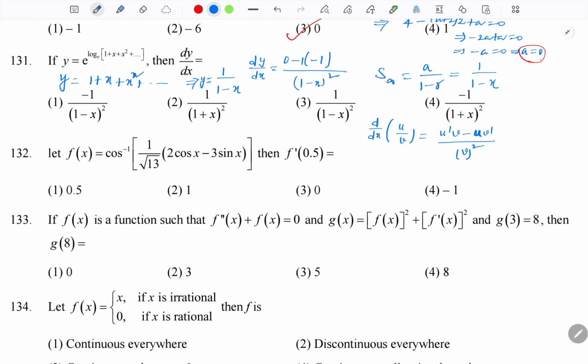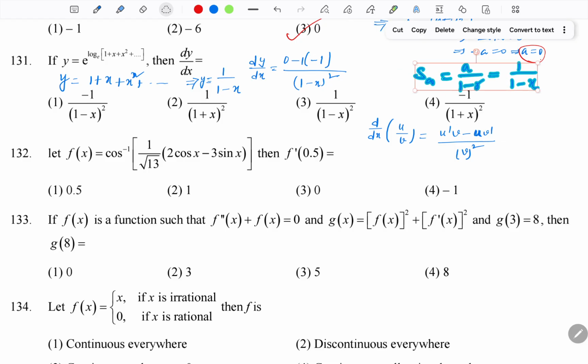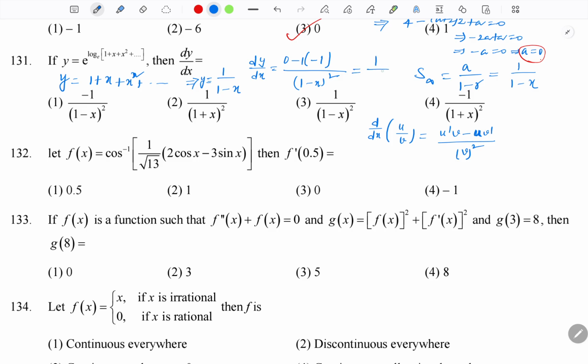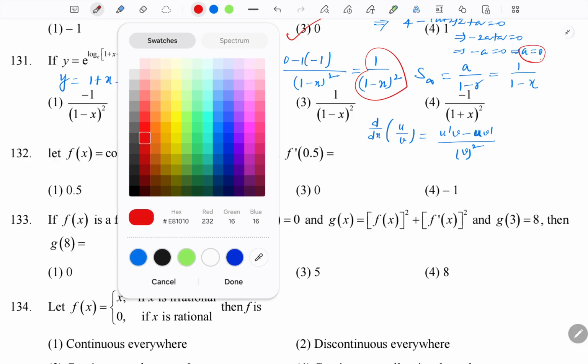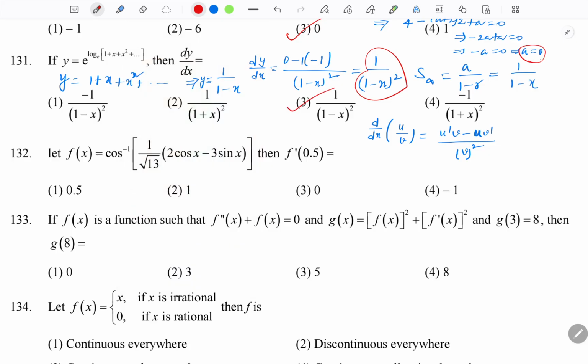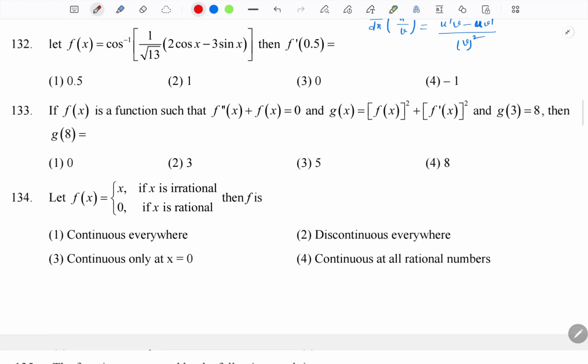If we equate this one, how much? Let me give me a second, I will just scroll this one. Then my answer is minus of minus, I will get 1 by 1 minus x whole square. So this is my final answer. Where is this option? It is option 3. Next one, see this one.